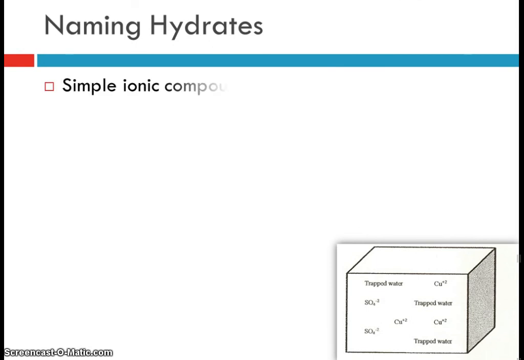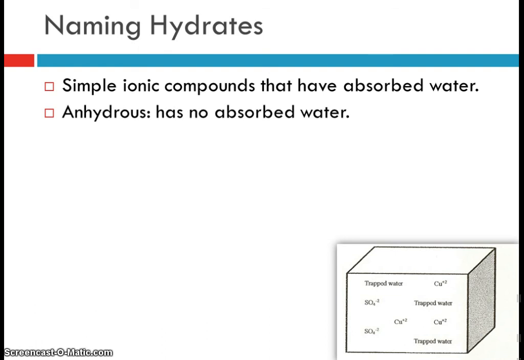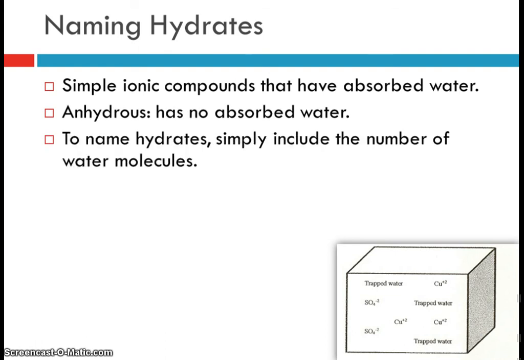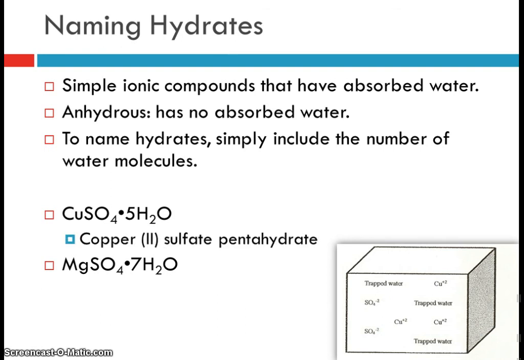Naming hydrates. Hydrates are simple ionic compounds that have absorbed water. Anhydrous has no absorbed water. To name hydrates, simply include the number of water molecules. So we'll have 2 examples. The first one, CuSO4 5H2O.